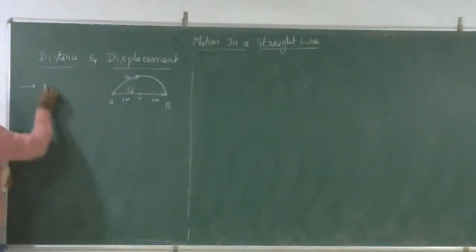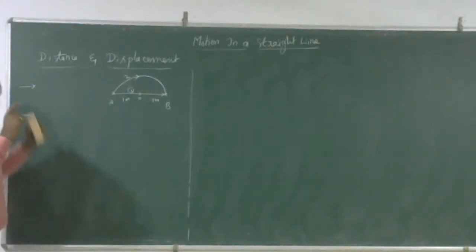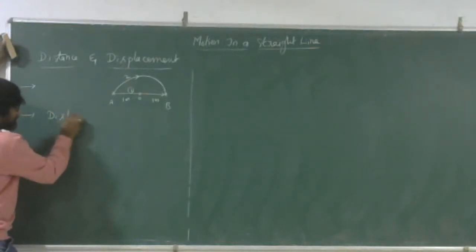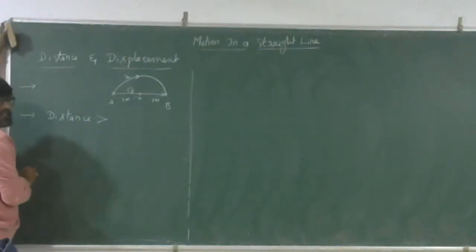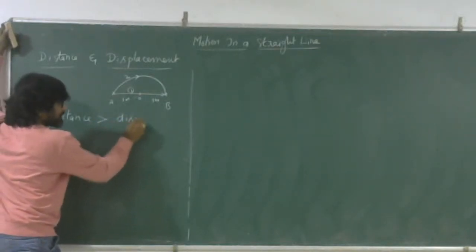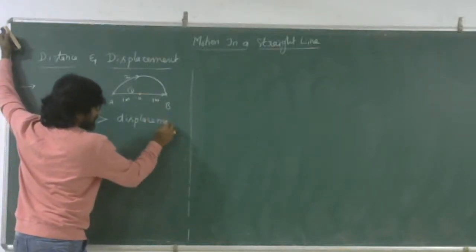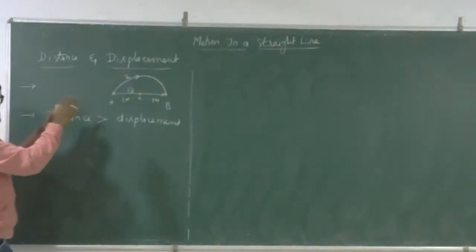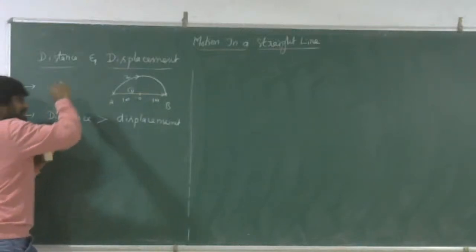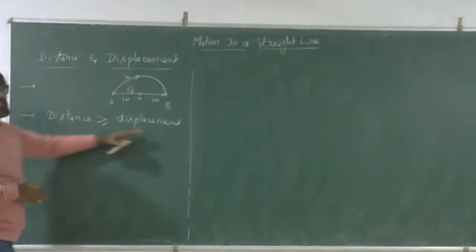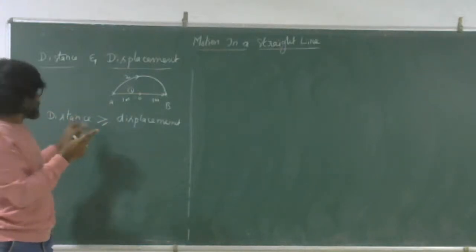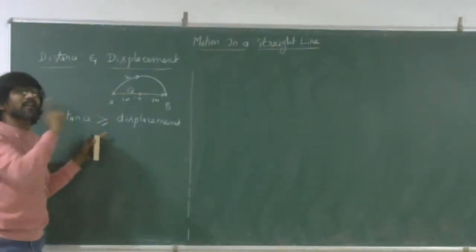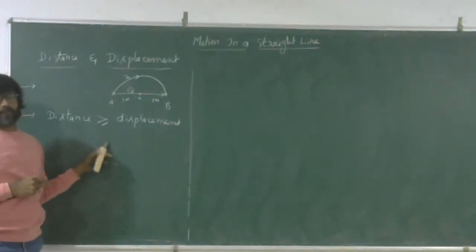So what you can understand from this example is distance will always be greater than displacement. That means if you consider the second case, distance is greater than displacement. But in the first case, distance and displacement are equal. So distance will always be greater than or equal to displacement. Distance can be equal to displacement, and it can be greater than displacement, but it can never be less than displacement. That is another point. Got it?